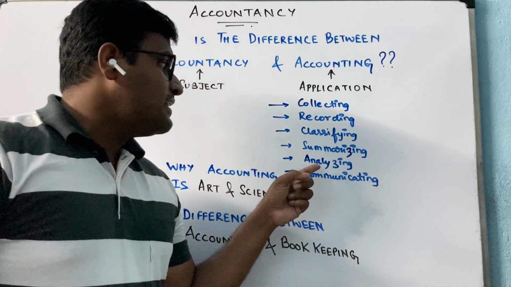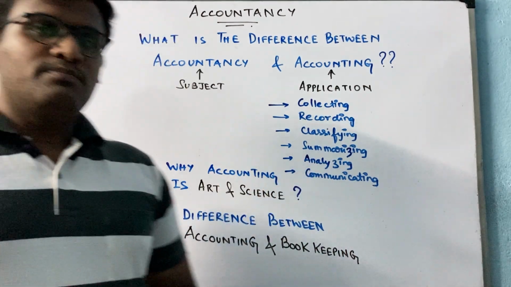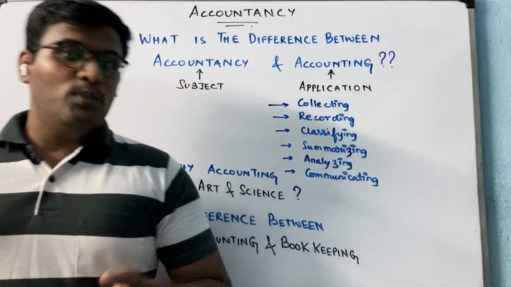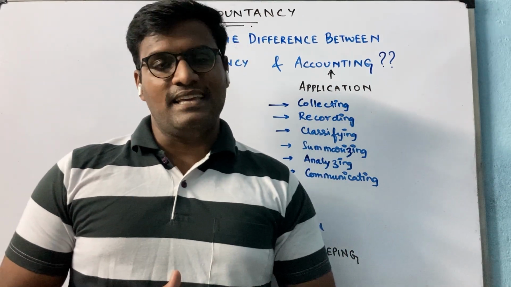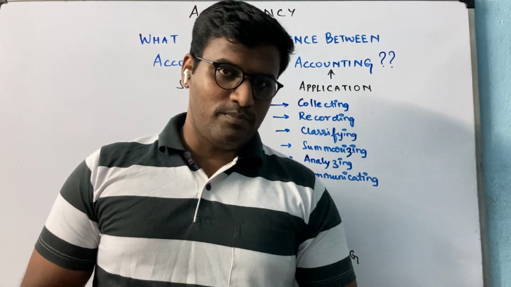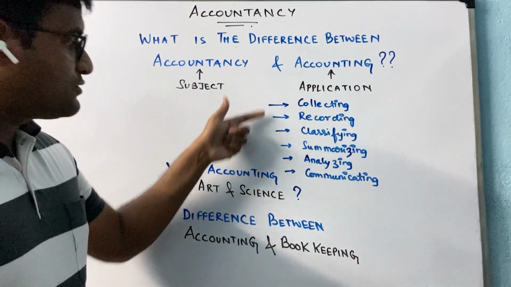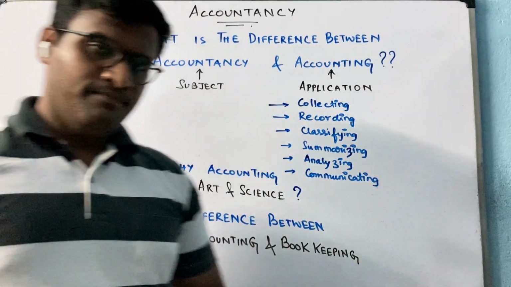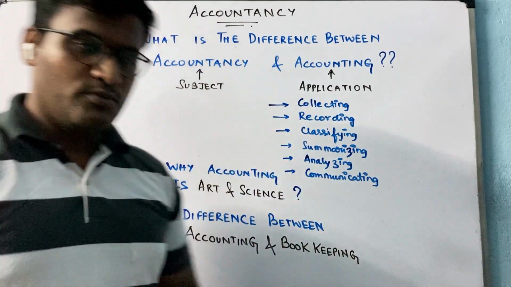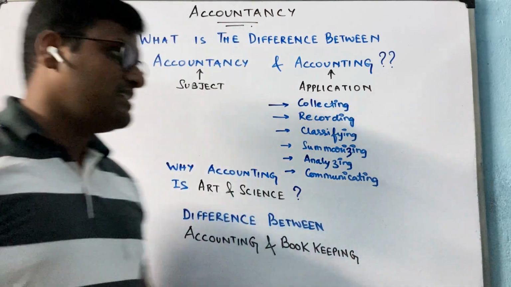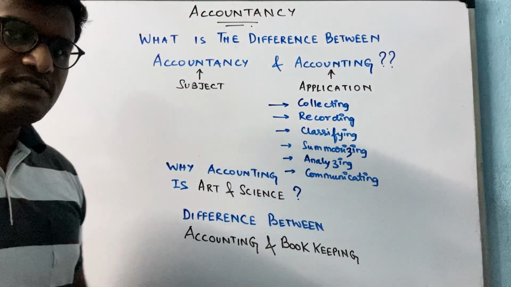That is the reason why comes the communication part. Why? Because this problem has to be communicated to the relevant authorities who will take the necessary actions in order to solve this problem. All these steps together make up the accounting, which means all these activities are what we do in accounting. And that is what we study when we talk about accountancy as a subject.